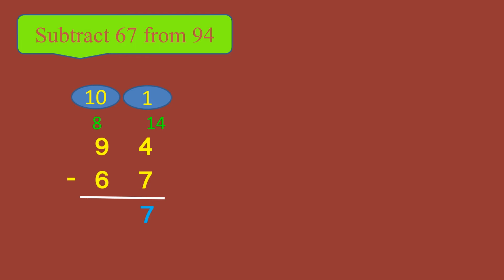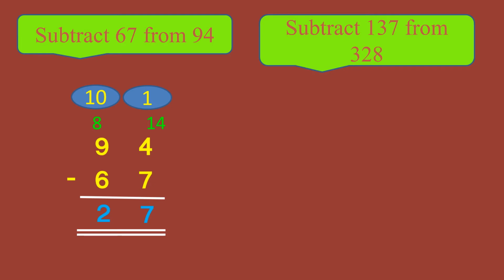Right, then we'll move on to tens place. Now we have got only 8 there. 8 minus 6 is 2. So we can easily go for the answer. 94 minus 67 is equals to 27. We'll go for another example.